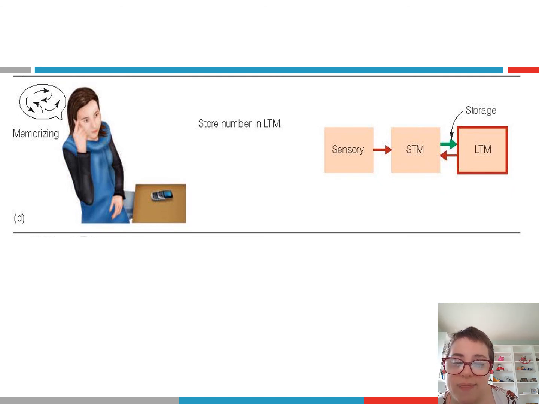Okay. And then, because Rachel knows that maintenance rehearsal, or saying it to herself over and over again, isn't going to be sufficient to move it into long-term memory, maybe she engages in other processes to keep that information in long-term memory. Maybe she relates it to other sequences of numbers that she knows, right? So engaging in that elaborative rehearsal strategy where she relates that new incoming information to old information, that's going to transfer it to long-term memory.